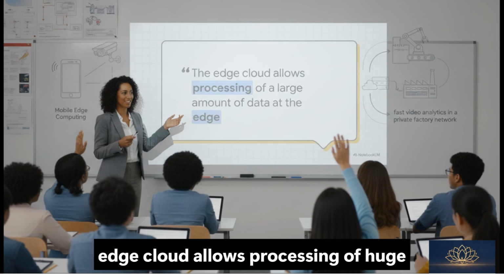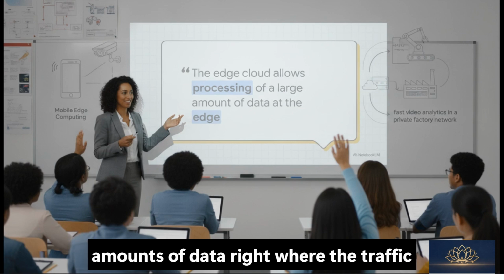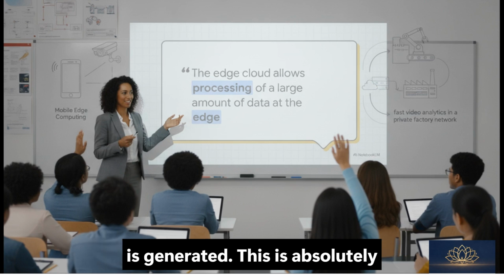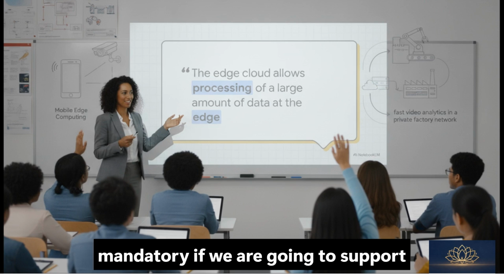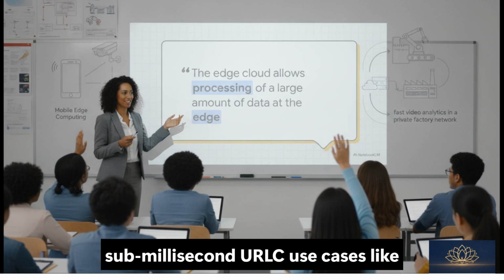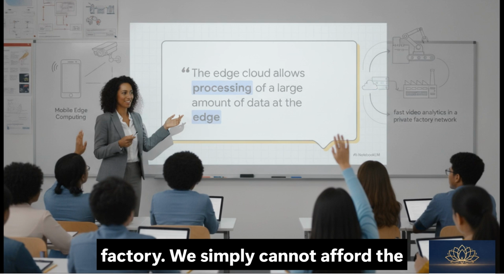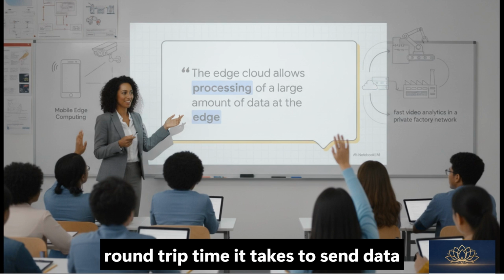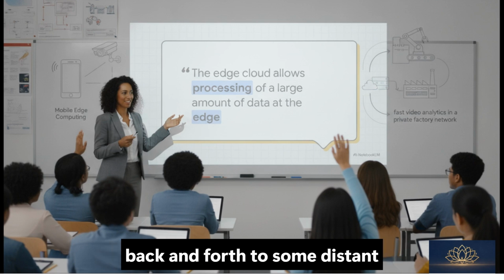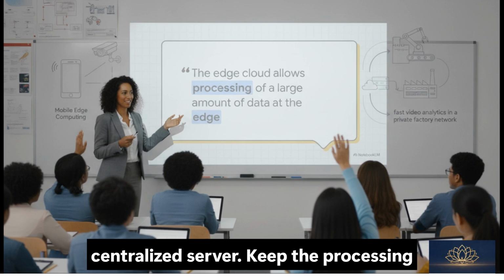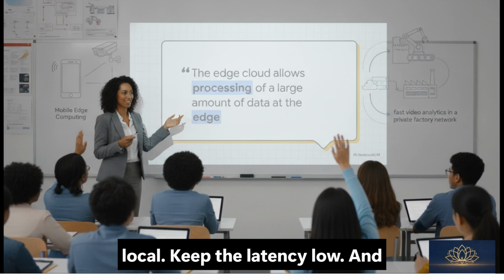The edge cloud allows processing of huge amounts of data right where the traffic is generated. This is absolutely mandatory. If we are going to support sub-millisecond URLLC use cases, like instant video analytics in a private factory, we simply cannot afford the round-trip time it takes to send data back and forth to some distant, centralized server. Keep the processing local, keep the latency low.